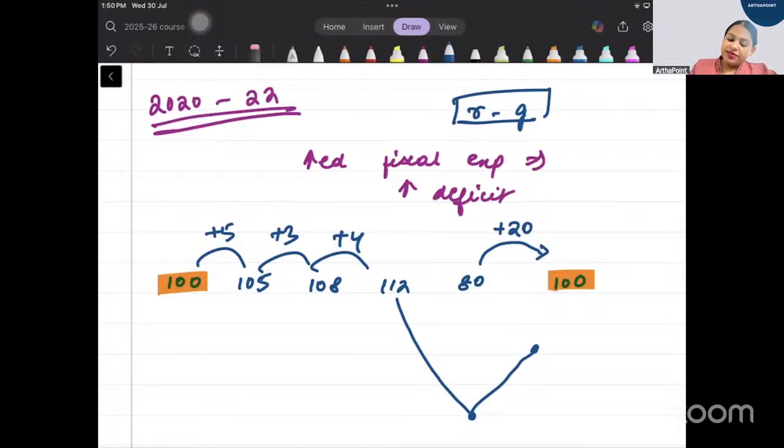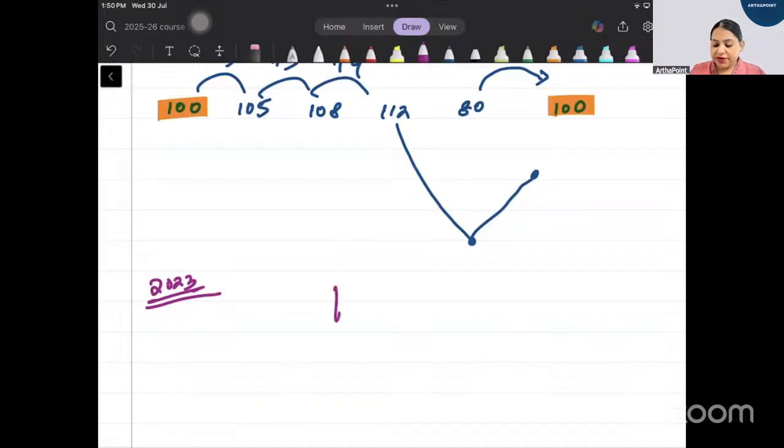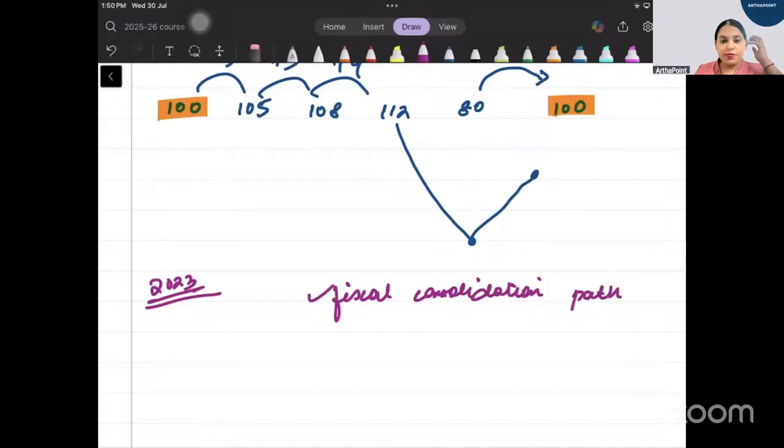Then you have 2023 onwards. As I said, GDP rebounded and the growth rate increased, but keep in mind the reason why the growth rate increased. So we started following the fiscal consolidation path. We followed the fiscal consolidation path.